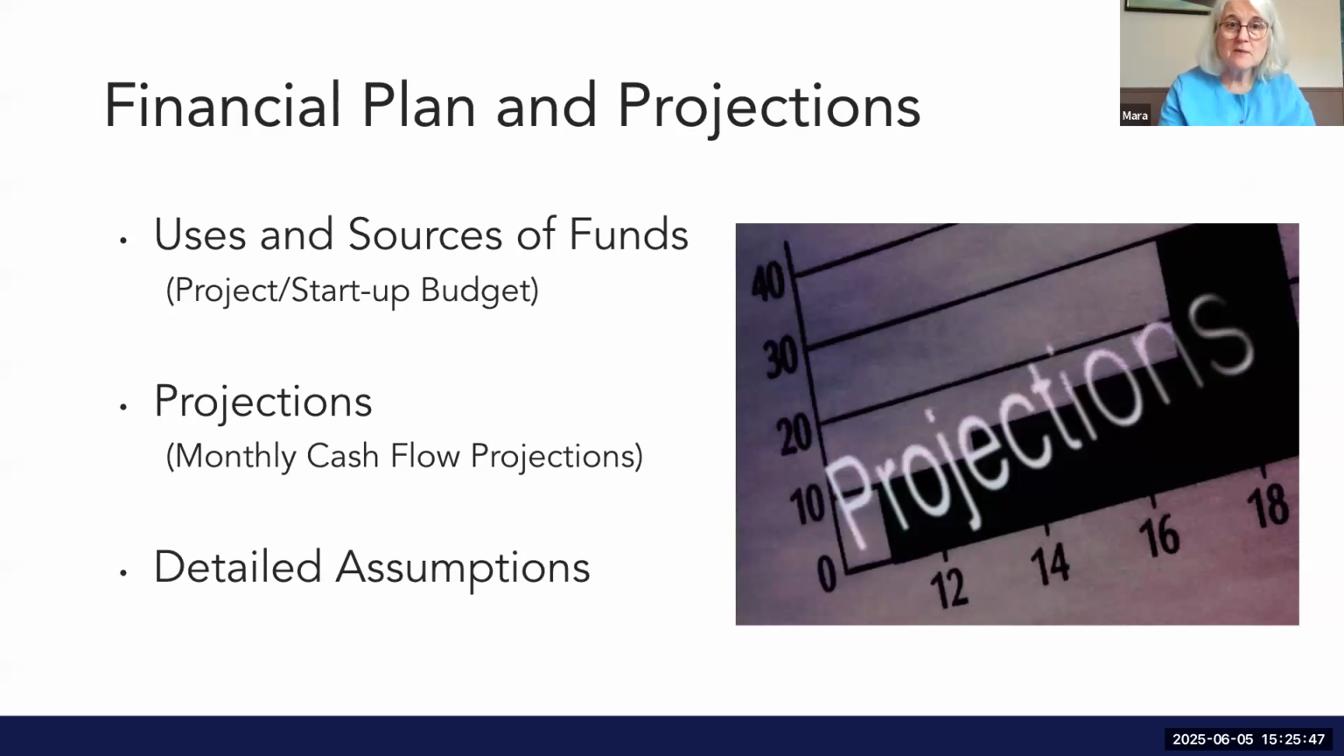All right, so we've talked about our uses and sources of funds already, our project budget. And now what we're going to do is talk about projections, and specifically lenders. If you're going to go out to get a loan of some sort, and even just for your own sake as a business owner, you want to have good monthly cash flow projections. You also want to keep in mind all of the detailed assumptions that you are figuring out for those projections and keep track of them. Write them down someplace so that if you change them going forward, you'll be able to track those changes as well. So if we can have the next slide.